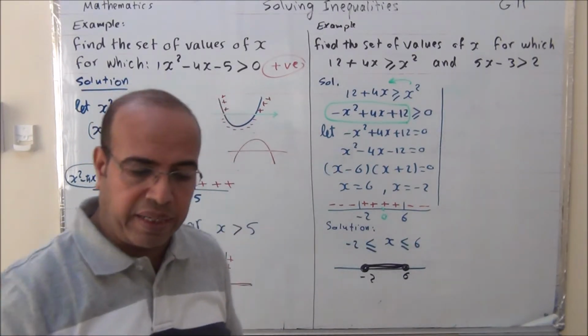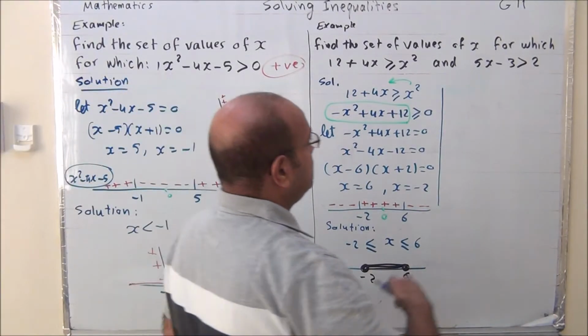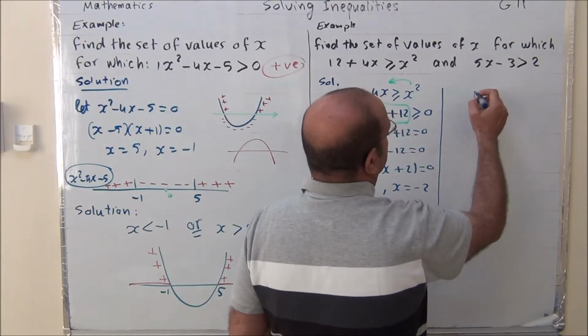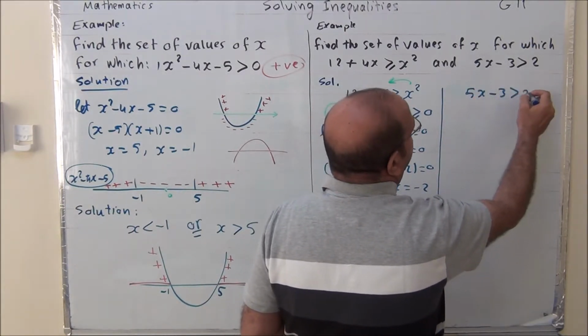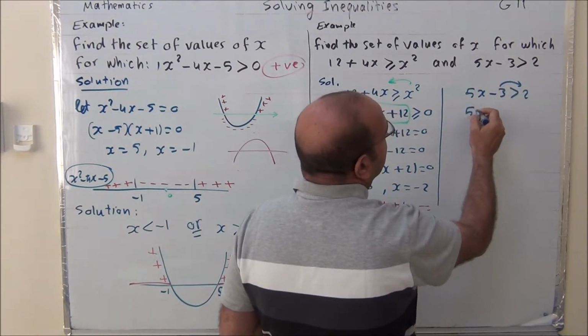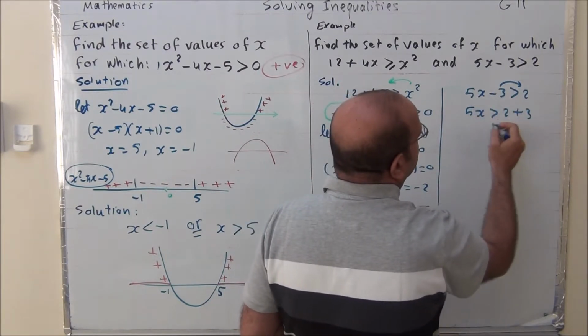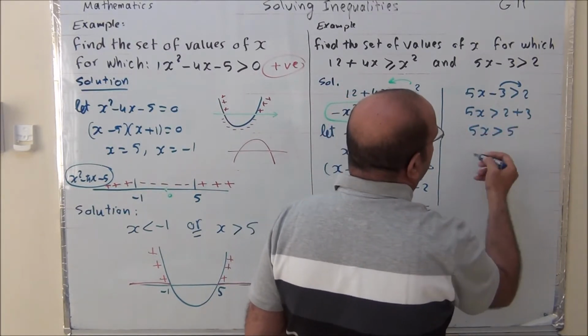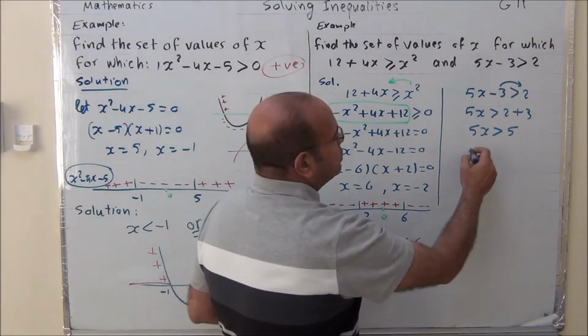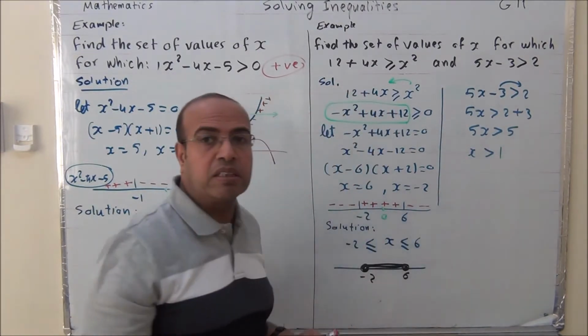Now we solve the second inequality. The second is linear, so we move 3 to the other side. 5x minus 3 greater than 2, move -3. So 5x greater than 2 plus 3, 5x greater than 5, divide by 5 both sides. So x greater than 1, 5 divided by 5 is 1.